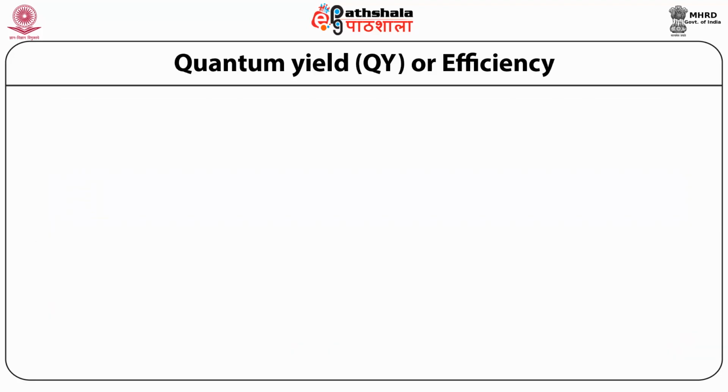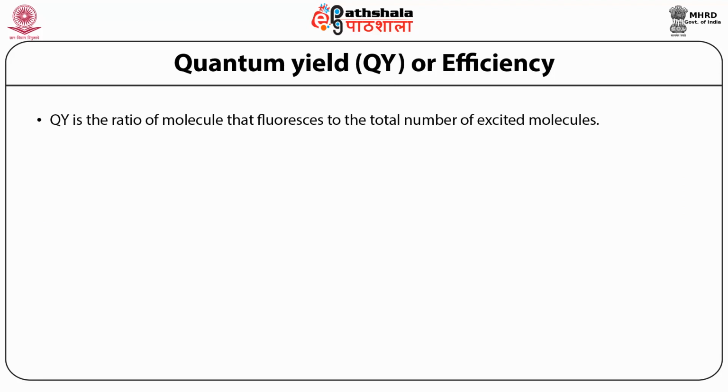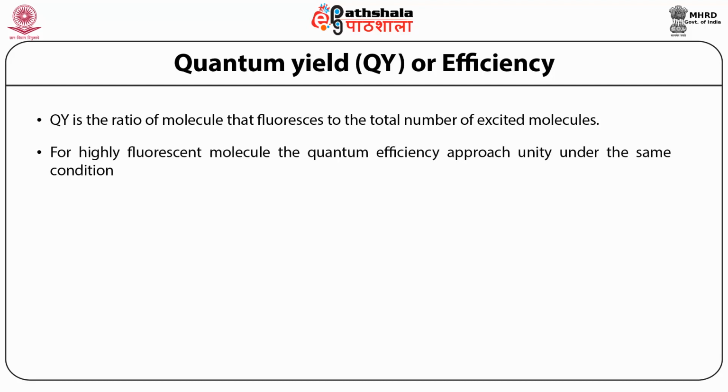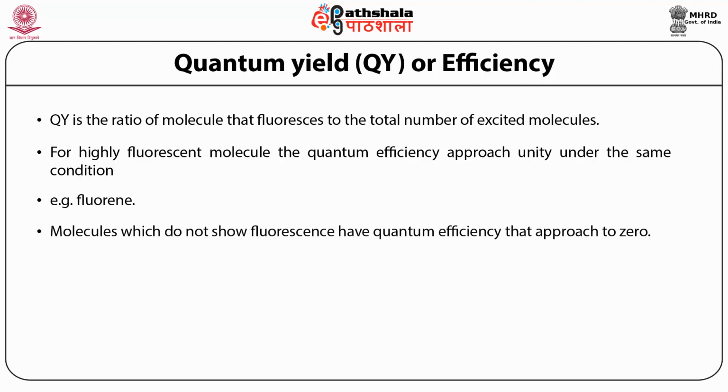Quantum yield or quantum efficiency. Quantum yield is the ratio of molecules that fluoresce to the total number of excited molecules. So it indicates that not all the molecules that are excited show fluorescence. For highly fluorescent molecules, the quantum efficiency approaches unity under the same conditions. An example of such a compound is fluorescein. Molecules which do not show fluorescence have quantum efficiency that approaches zero.